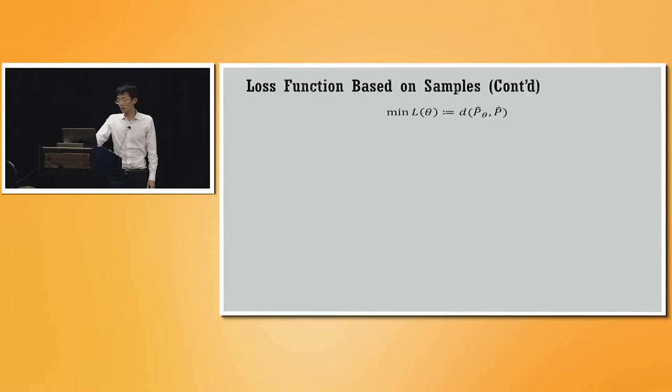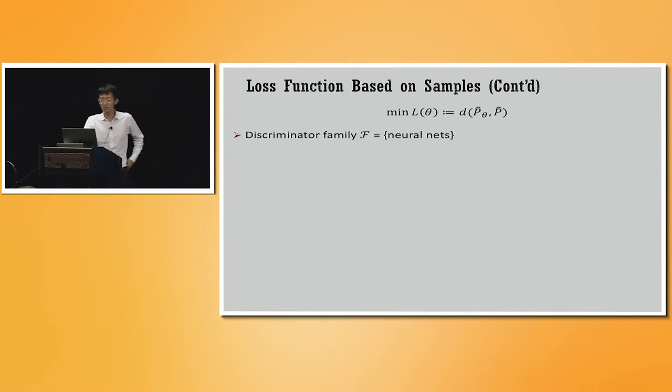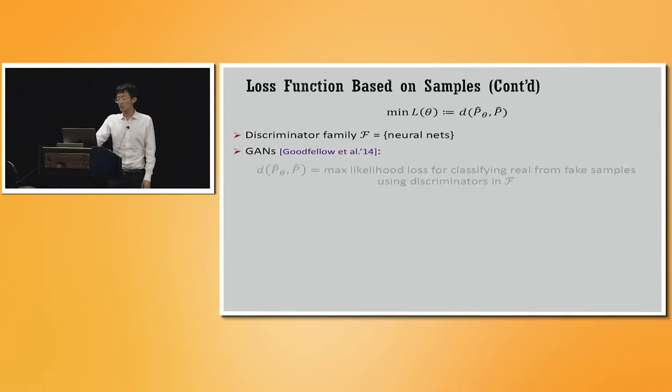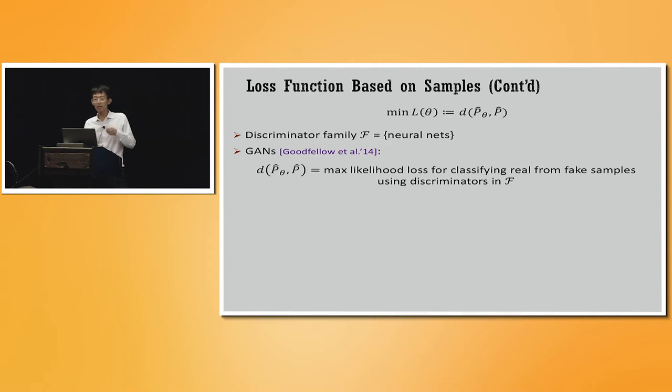So what distance measures concretely are we going to define? We're going to define it through a discriminator family, F, which is often a family of neural networks. In the original version of GAN, this distance measure is defined as the maximum likelihood loss for classifying real images from fake samples using the discriminators in F. So it's a binary classification problem. You can write down the likelihood.